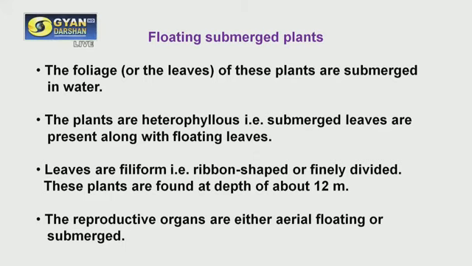That is divided into different smaller parts. Leaves are filiform, that is ribbon-shaped or finely divided. These plants are found at a depth of about 12 meters. The reproductive organs are either aerial, floating or submerged. So each of the basic plant organs is present in two forms, because they have both the properties, that is floating and submerged.